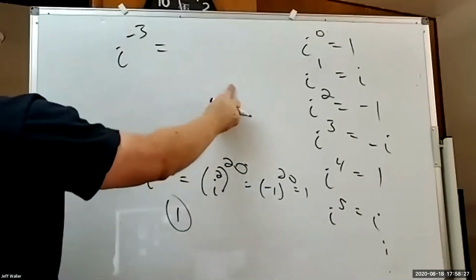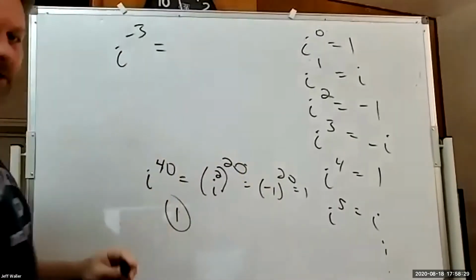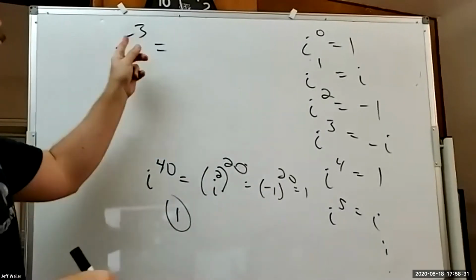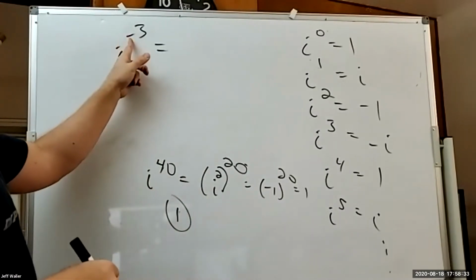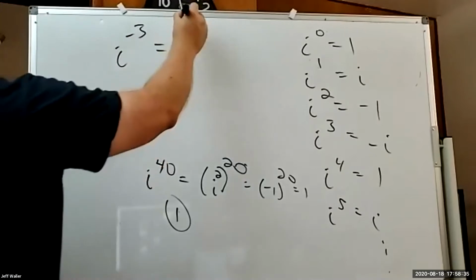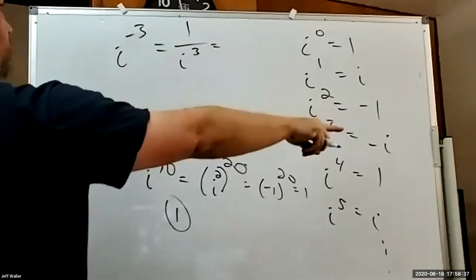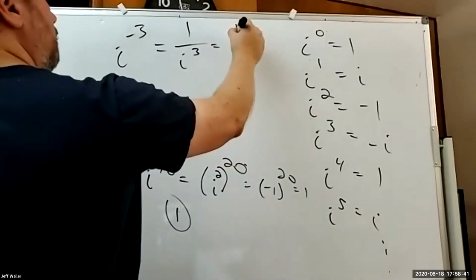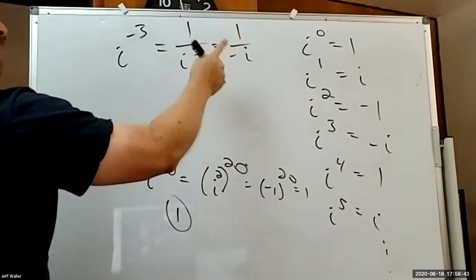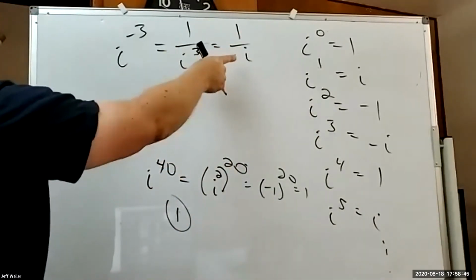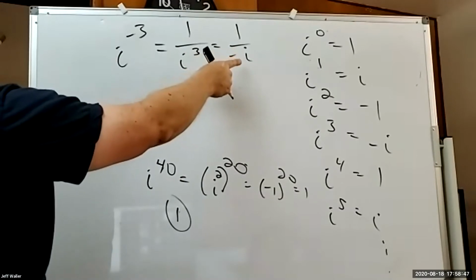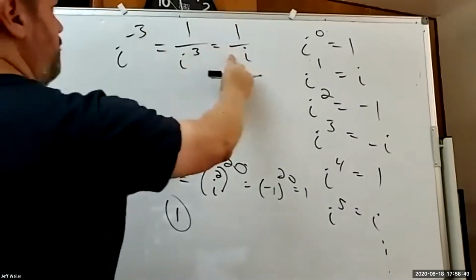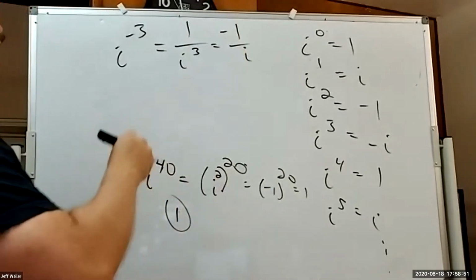You know what it is. And you're like, what do you mean I know what it is? You do. What's a negative power mean? The reciprocal. And then what's i cubed? Negative i. Good. And then what's wrong with this? Does anybody know what's wrong with this? You can't have a negative underneath. No, you have to put the negative up there, then who cares? You can't have i on the bottom.